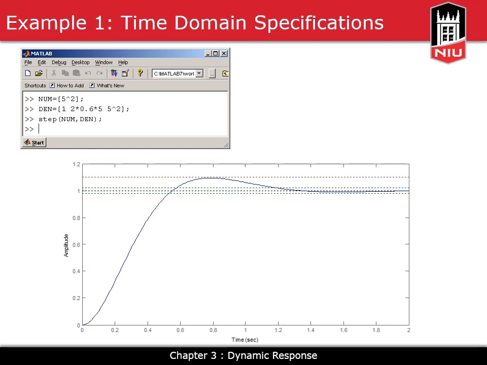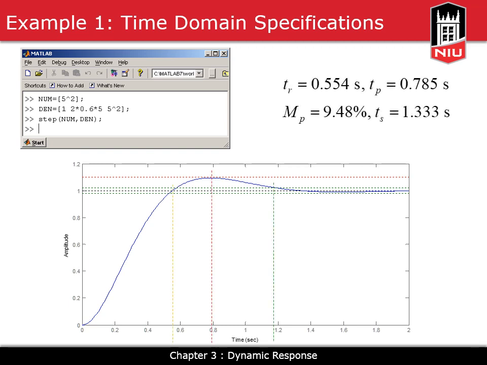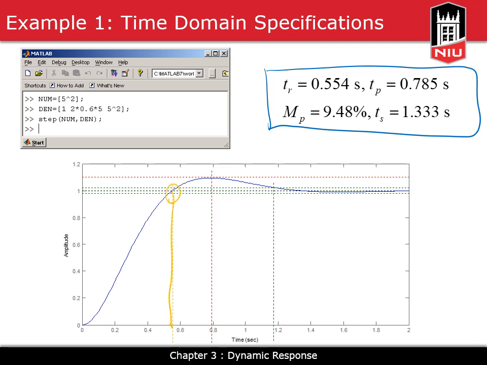So we want to find out what those specifications of the response are from the plot, and then compare those to our answers. For example, rise time: the answers that we found are written up here. These are the ones we found using the formulas in the previous slide. Rise time is the amount of time the response takes to reach the final value for the first time. So the rise time is here, the time that the response reaches 1 for the first time. As you can see, it's pretty close to the answer we found, 0.55. This one is a good approximation.